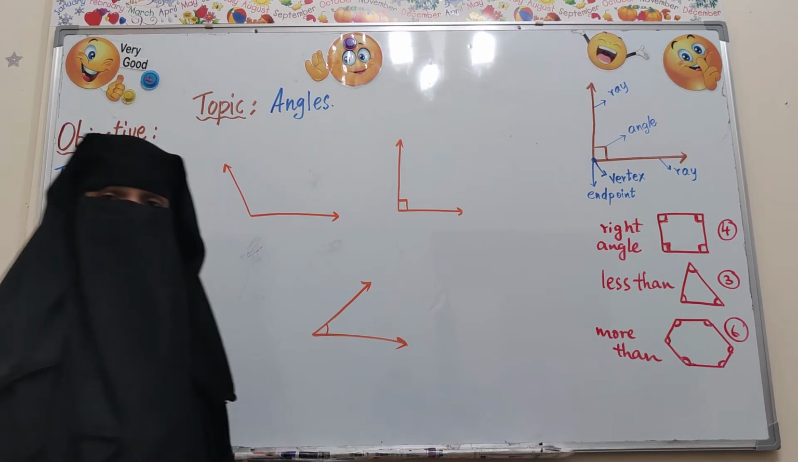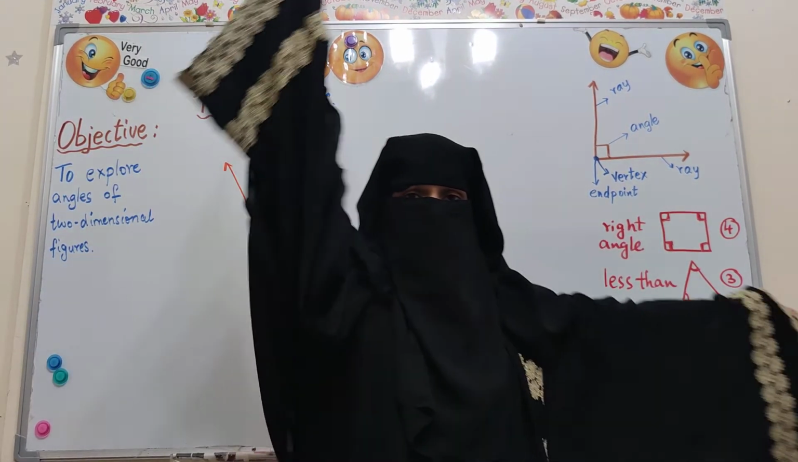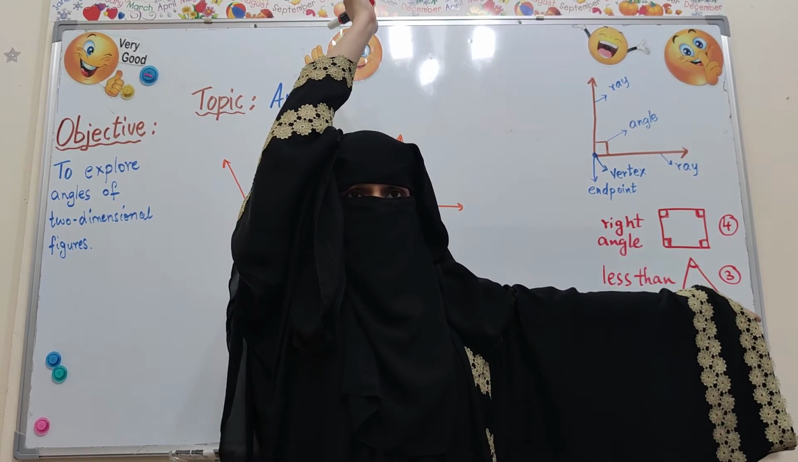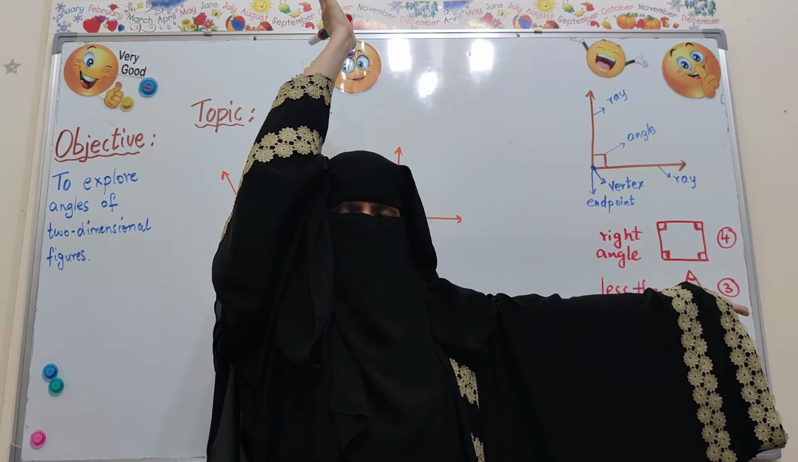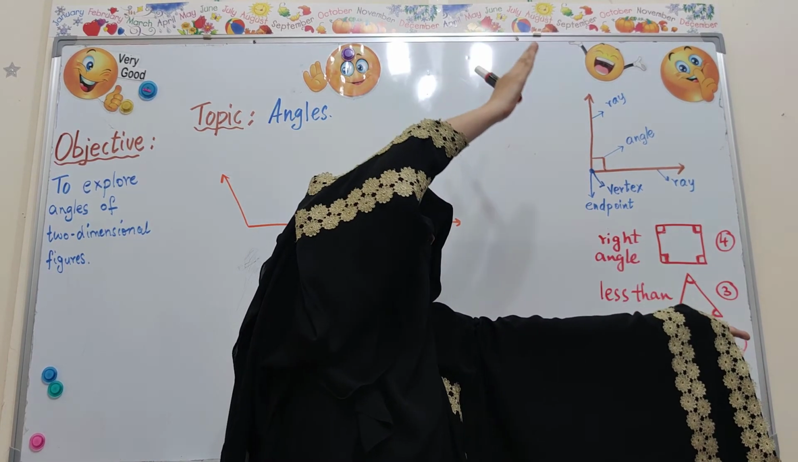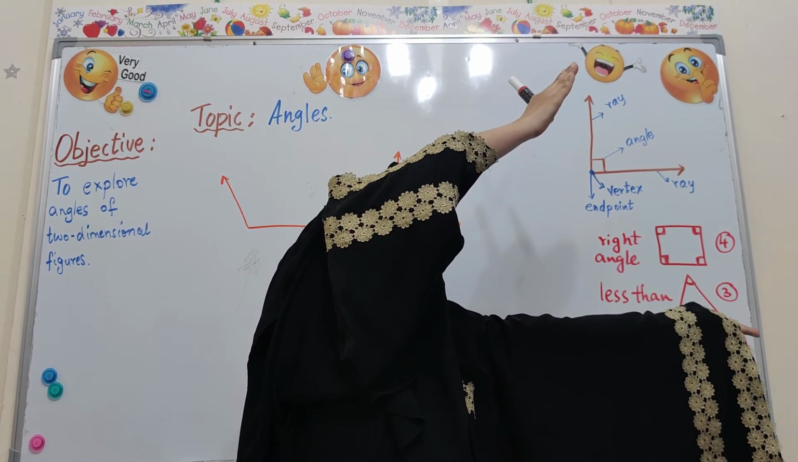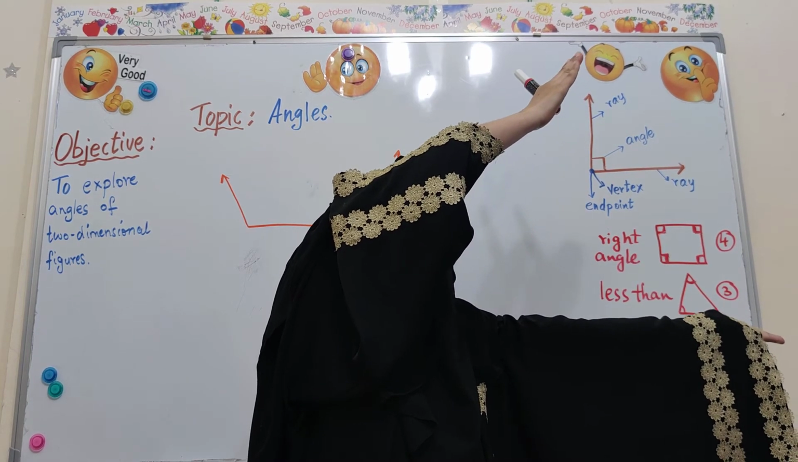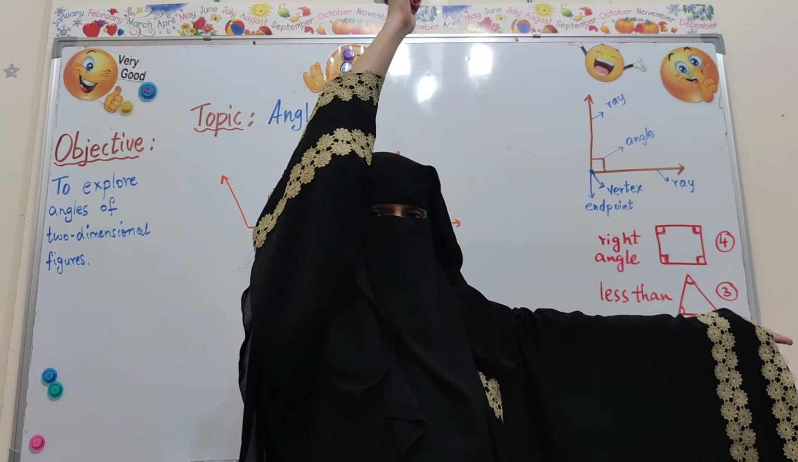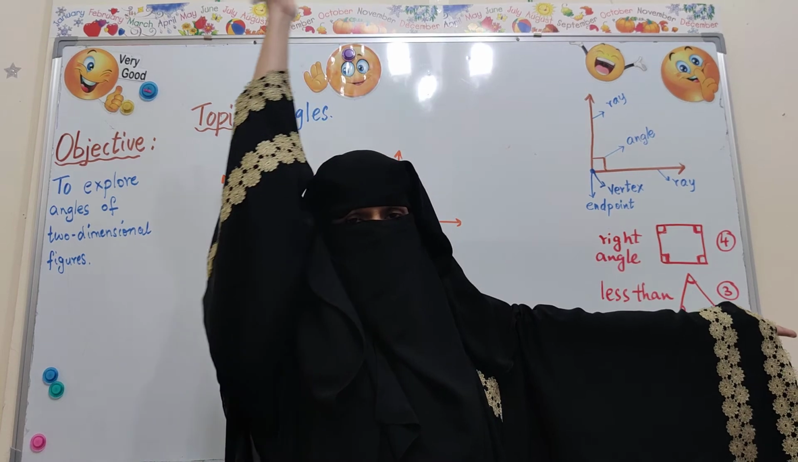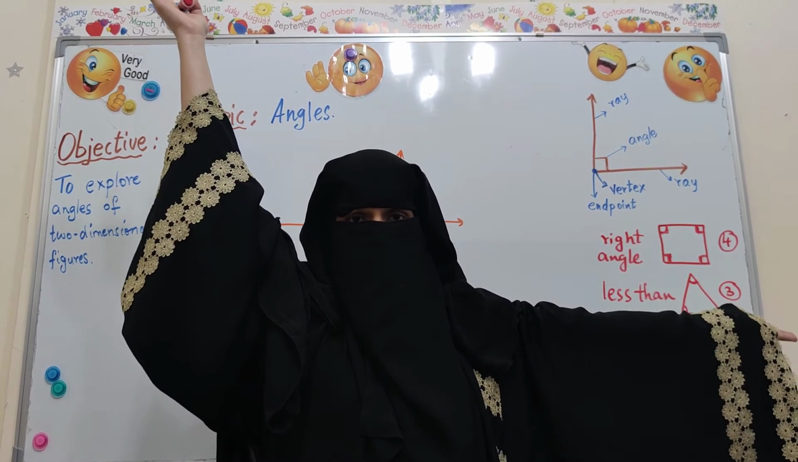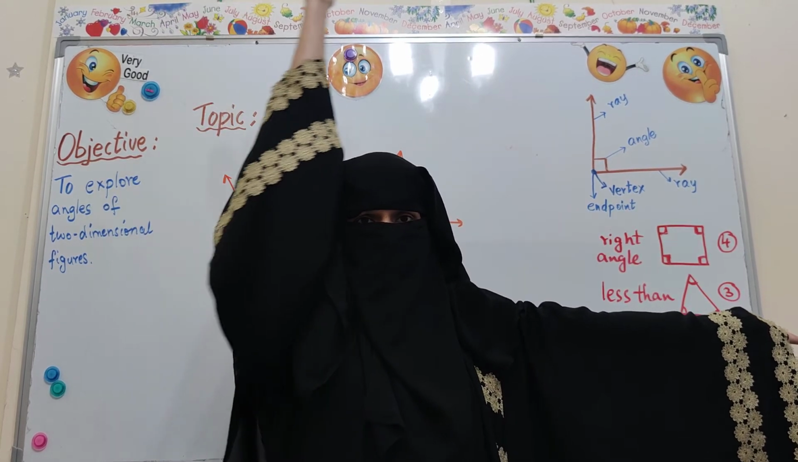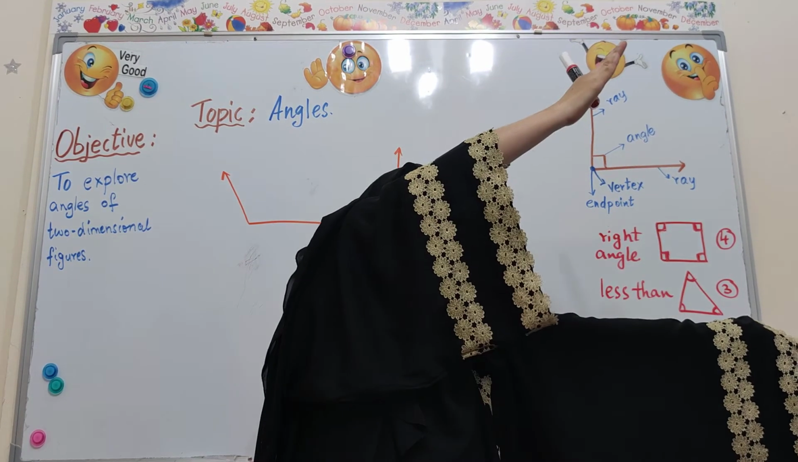Now let us make it simple using our hands. This shows that it is a right angle. If I move my hands inside, it says that it is less than a right angle. But if I move from the right angle outward, broad, it says that it is more than a right angle. This is more than, right angle, less than.